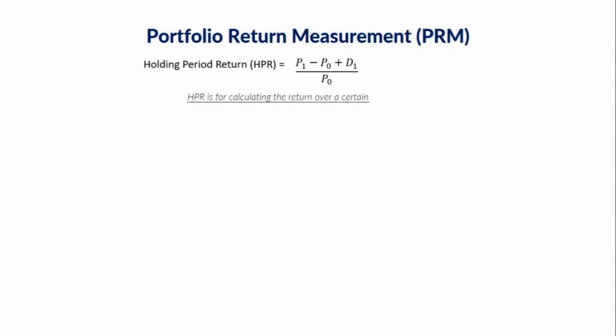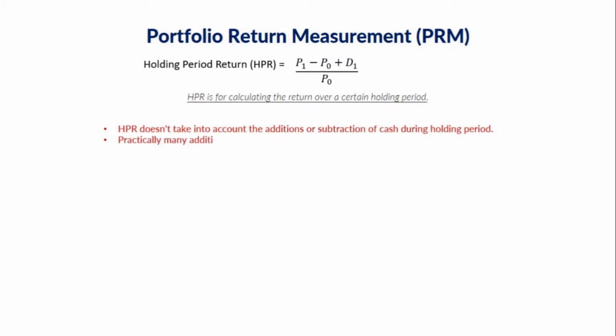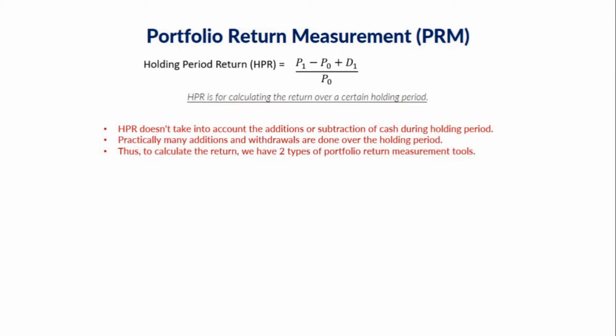Now, HPR is for calculating the return over a certain holding period, as I said, but there are a few things that we need to consider before moving on. HPR doesn't take into account the additions or subtractions of cash during the holding period. It is just for a certain holding period and it will give you the return rate, but it doesn't take into account the additions or subtractions that happen during this holding period.